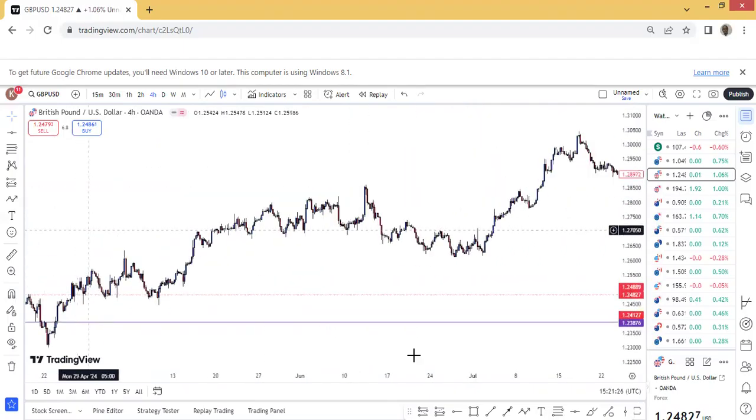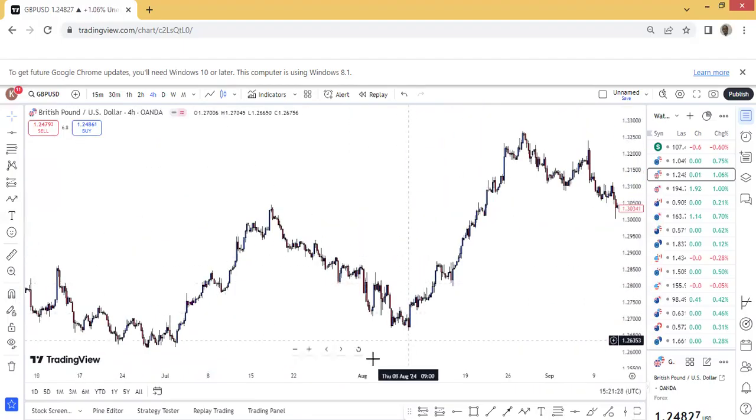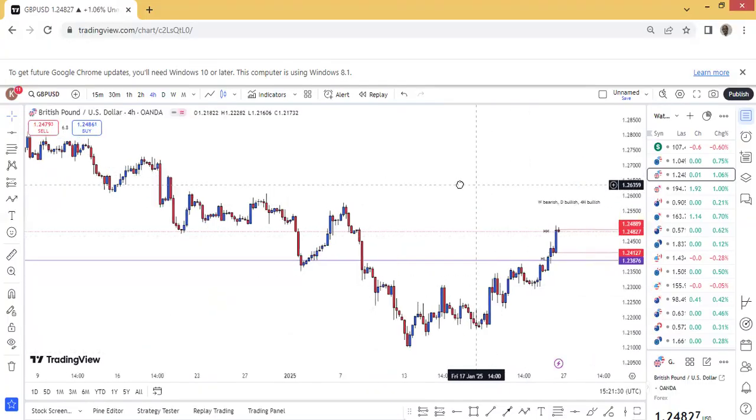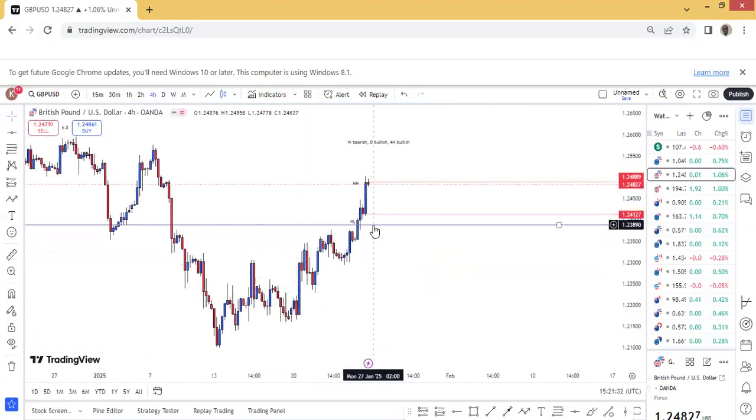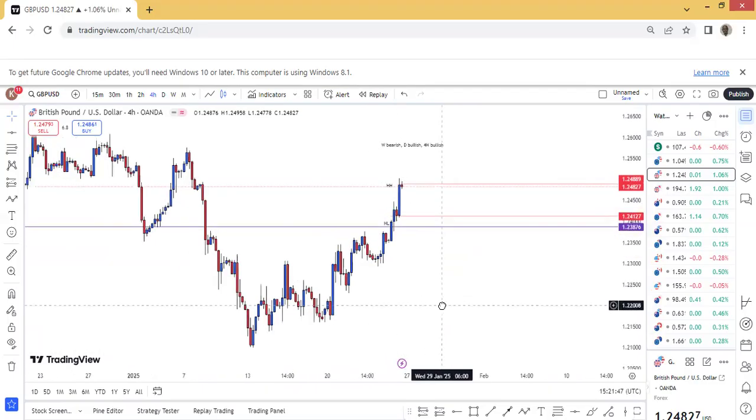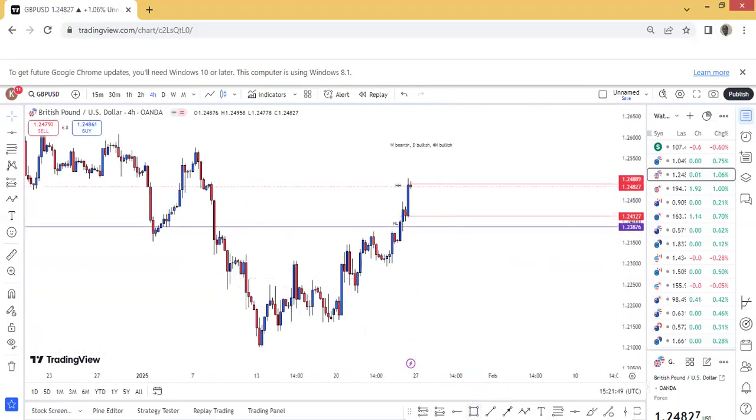So we'll be looking for buys at this level. I'm also going to be careful, because if we get a 4-hour closure below this place, then our 4 hours will become bearish, and we'll have to be careful. So that is that.